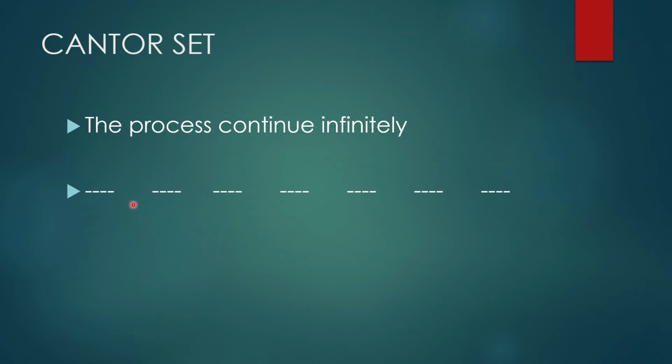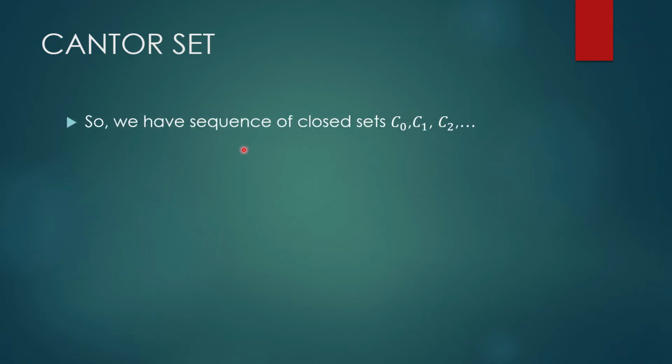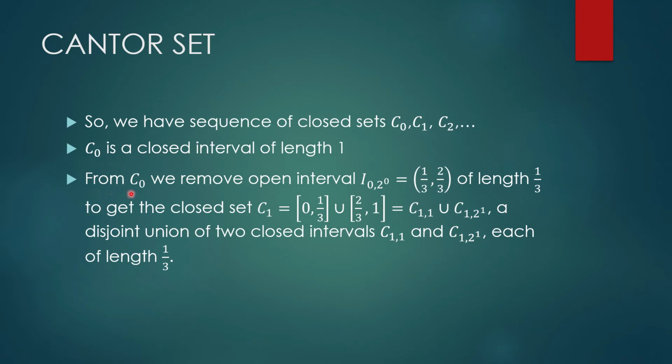So we have a sequence of closed sets C0, C1, C2. C0 is the original one. C1 is the first step of removing an open interval, and C2 is the second step of removing two open intervals. Like that it goes on. C0 is a closed interval of length 1, and from C0 we remove the open interval I01, that is (1/3, 2/3) of length 1/3, to get the closed set C1, the disjoint union of two closed intervals C11 and C12, each of length 1/3.